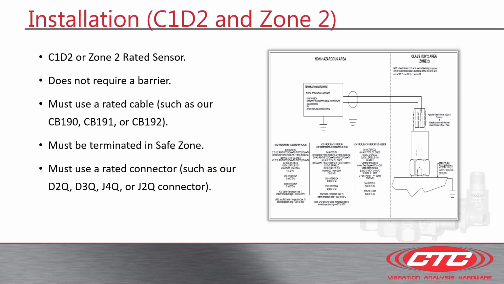In a Class 1 Division 2 or Zone 2 installation area, you must use a rated sensor for that zone. You don't have to use a barrier, but you must use a rated cable or connector, and you still must terminate in the safe zone. In the diagram, the sensor is installed in the Class 1 Division 2 or Zone 2 area, and your termination is made in your safe zone, whether that's your junction box, a signal conditioner, online system, or PLC of some sort. It must be done in the safe zone. You should always consult your local jurisdictions to make sure you're following all rules and regulations for your installation zones.